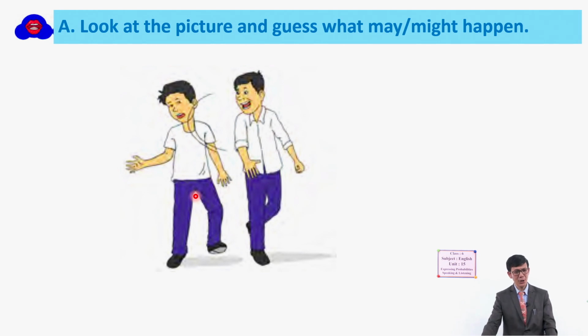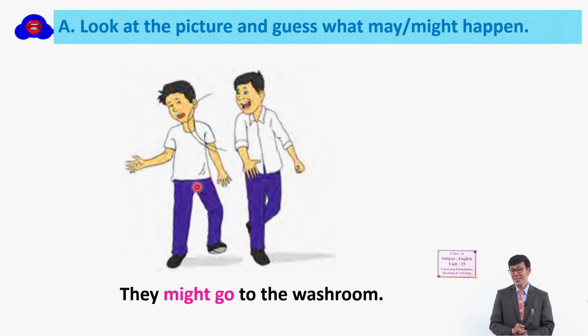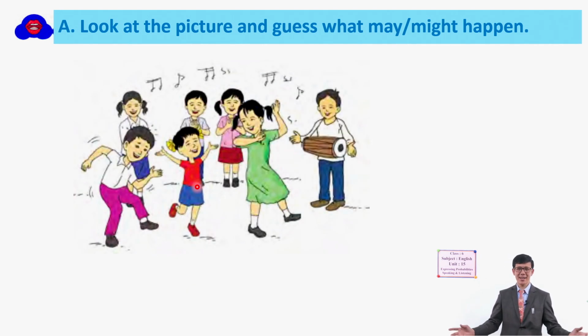Right. So you can say, they might go to the washroom and wash their hands properly, okay? Right. So you can say, they might go to the washroom. Good. Now, all right.